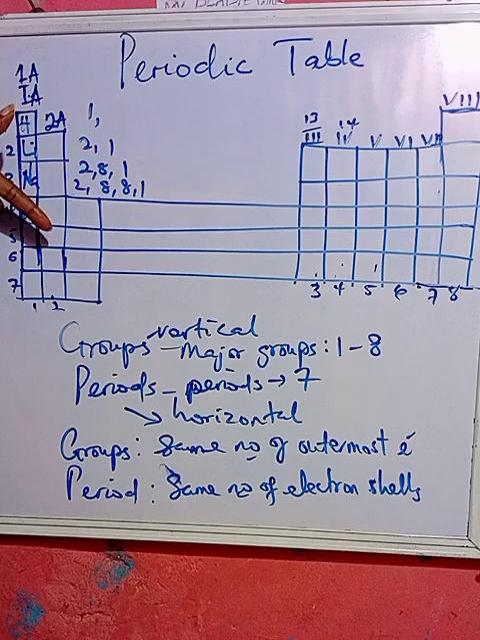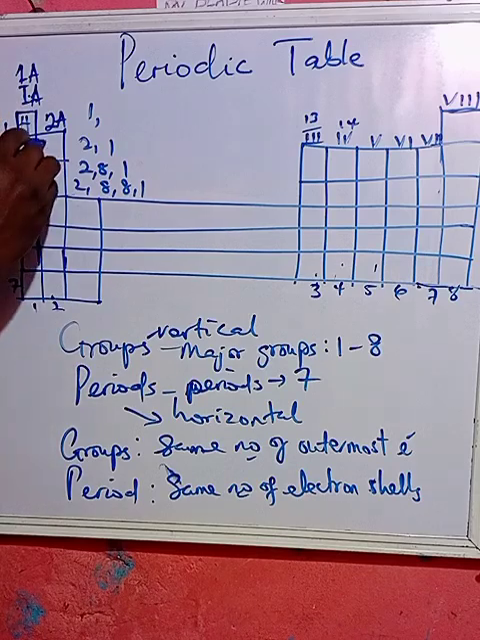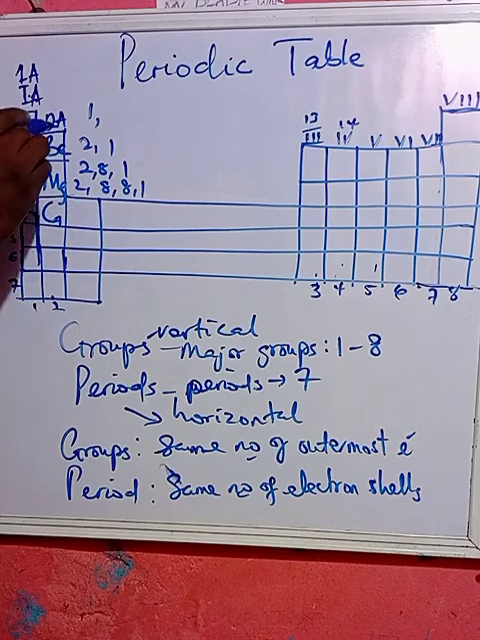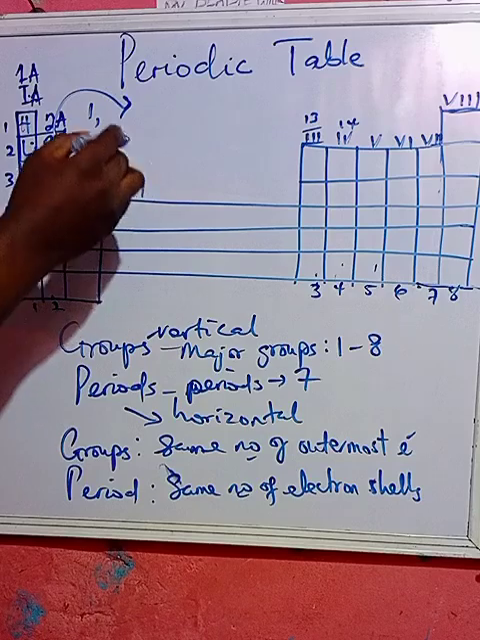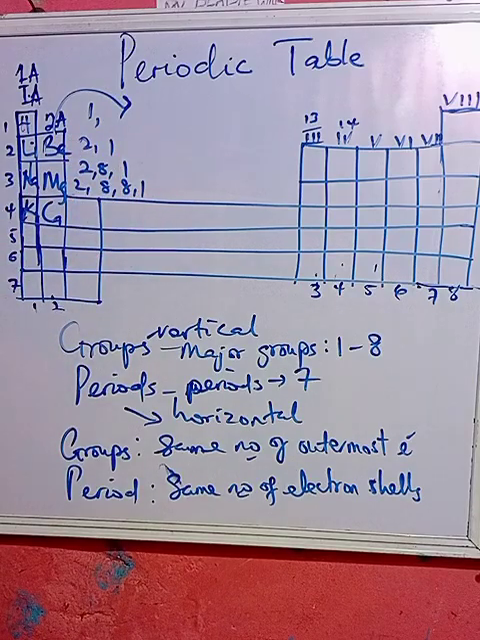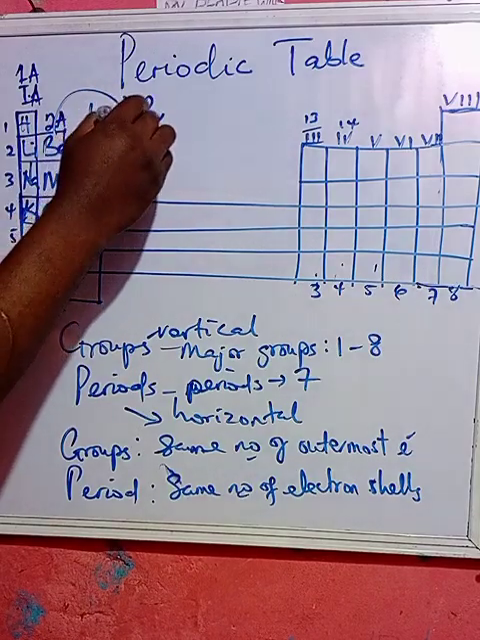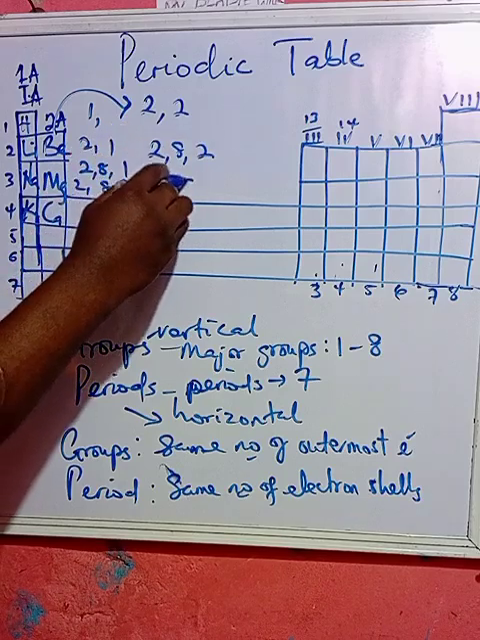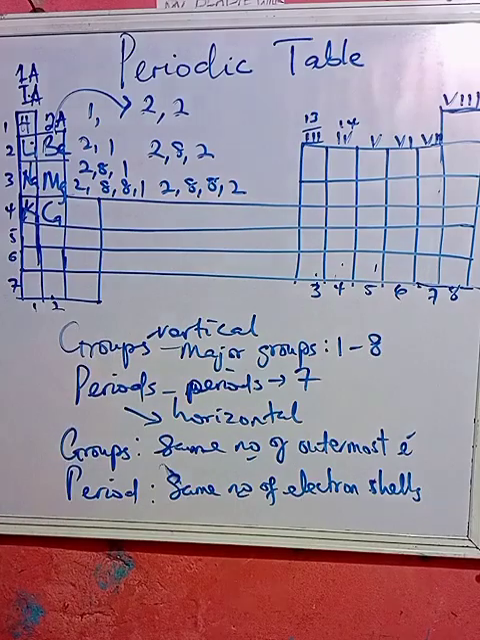Group 2 is the same. Group 2 starts with beryllium, and we can also have magnesium and calcium. Beryllium would be 2,2, magnesium is 2,8,2, calcium is 2,8,8,2. The same number of valence electrons, which is 2. That's for groups. But if you look at periods, periods have the same number of electron shells.